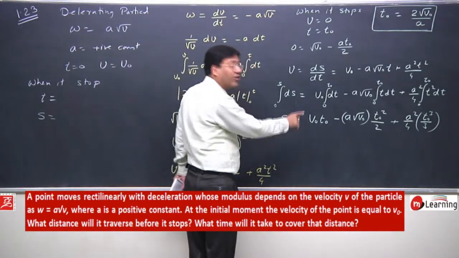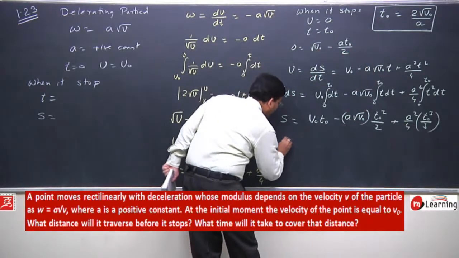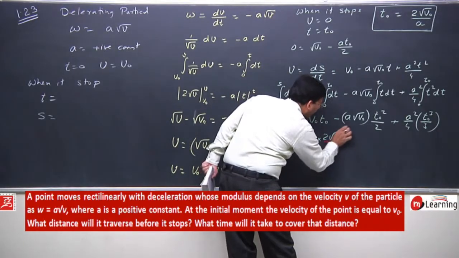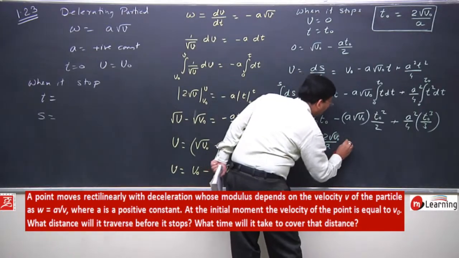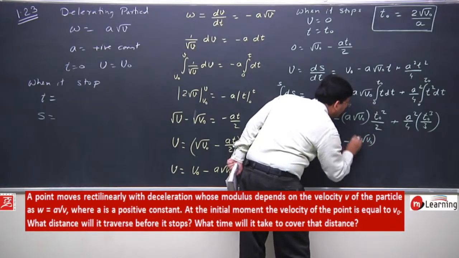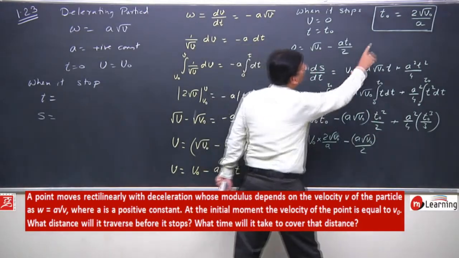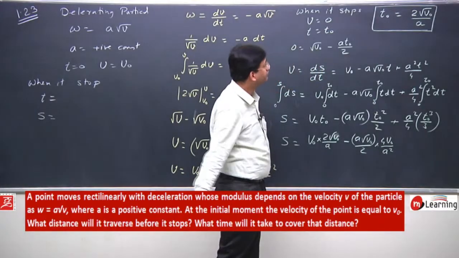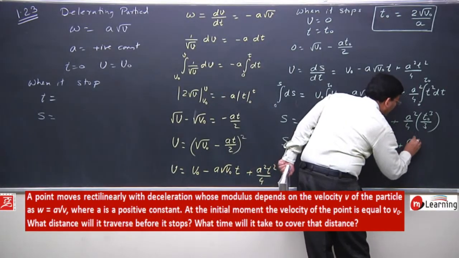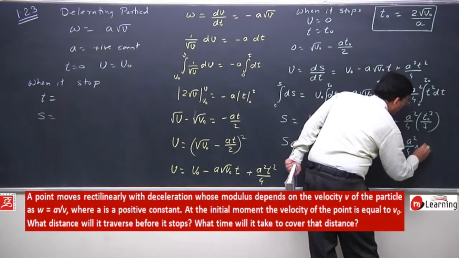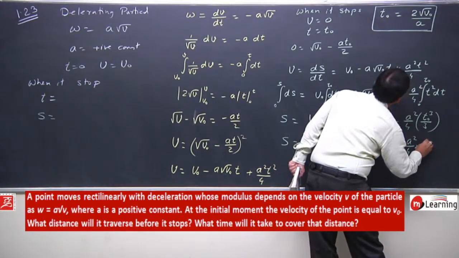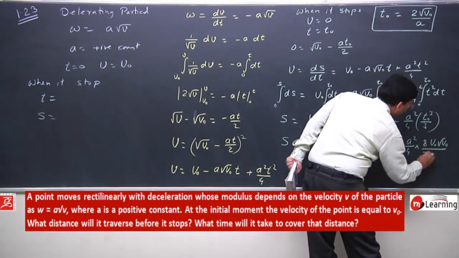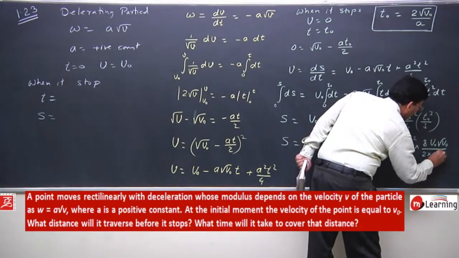Now I substitute the values for t naught. This is the t naught. मैं यह वैल्यू सब्स्टिट्यूट कर देता हूं. v naught into t naught की जगह 2 root of v naught by a, minus a root of v naught into t naught square by 2 की जगह मैं लिखूंगा this is 4 v naught by a square, plus a square by 4 into t naught cube. t naught cube की जगह 8 v naught into root of v naught by 2 into a cube.